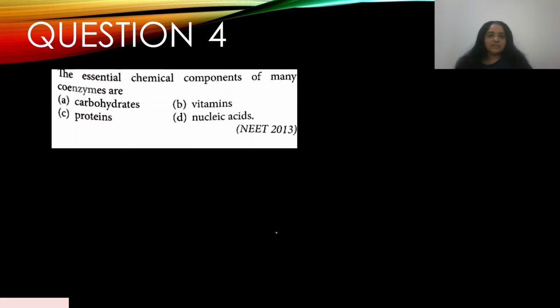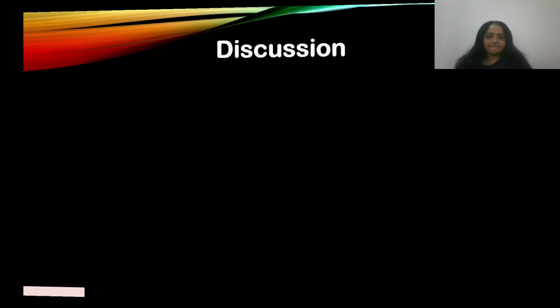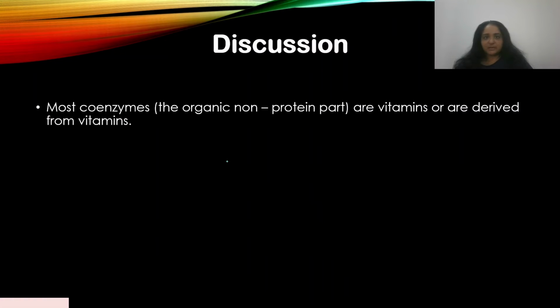Question number 4. The essential chemical components of many coenzymes are, and this appeared in NEET 2013: A, carbohydrates; B, vitamins; C, proteins; and D, nucleic acids. The essential chemical components of many coenzymes are actually vitamins. So the answer is B. I hope you know what coenzymes are. It's the organic non-protein part of the enzyme. They are derived from vitamins.